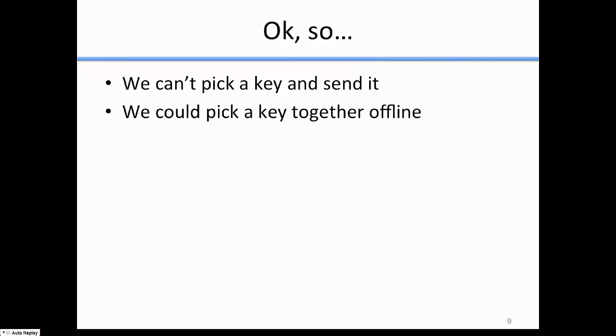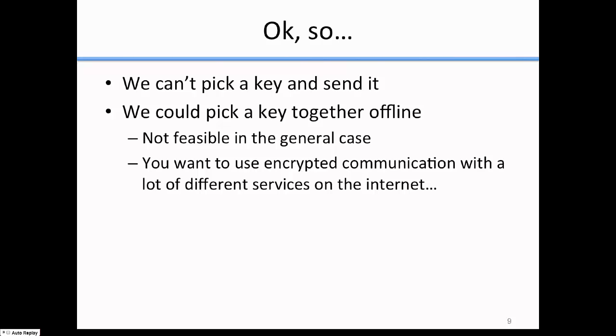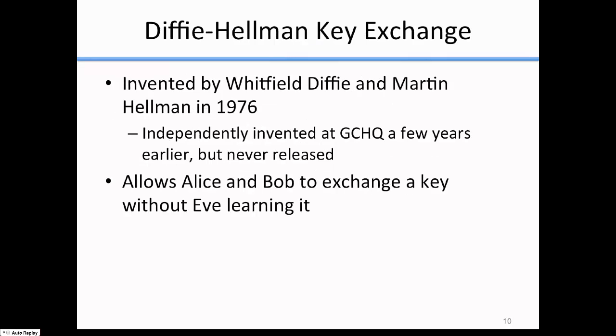Okay, so we can't pick a key and send it. We could pick a key together offline. Alice and Bob could get together in some secret place, in person, and they could exchange keys. But this just is not feasible in the general case because there are too many people that you want to do encrypted communication with. Especially on the internet, there are a lot of different services you want to use. So that's just not a good option.